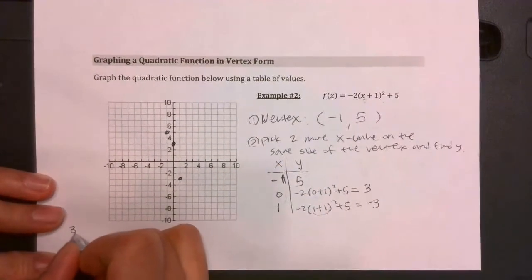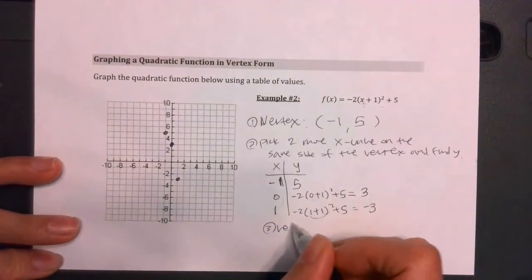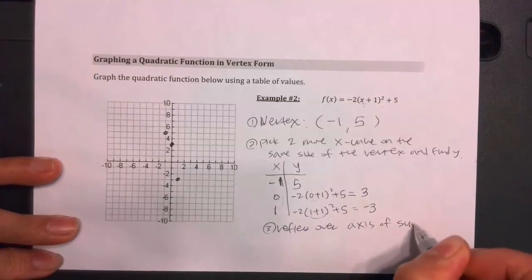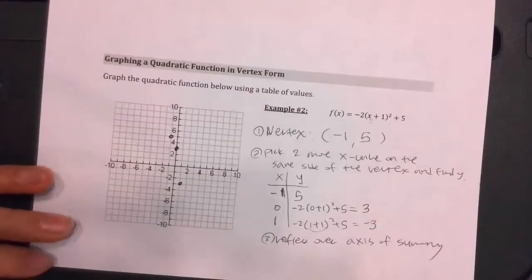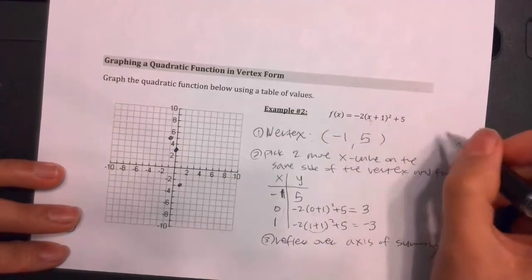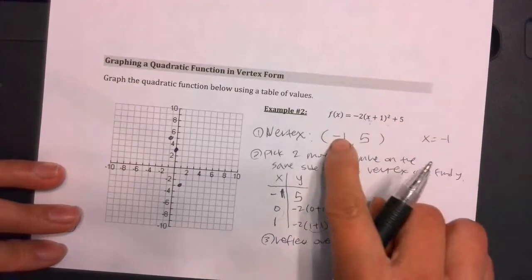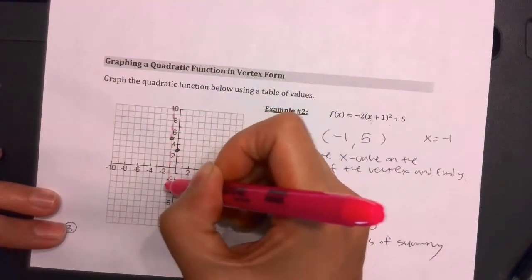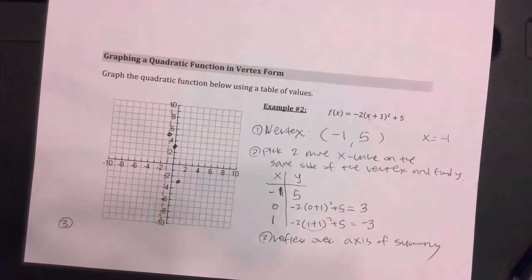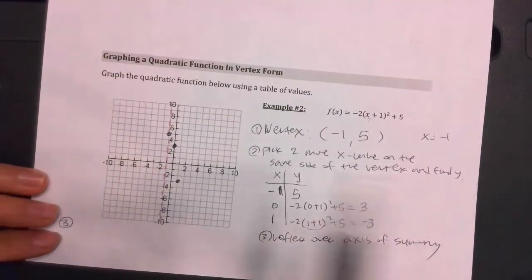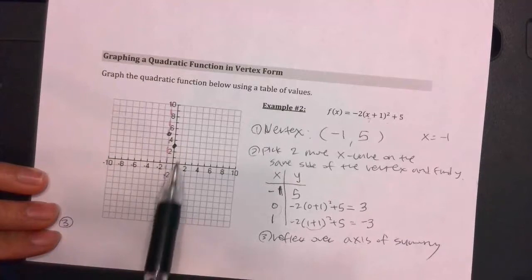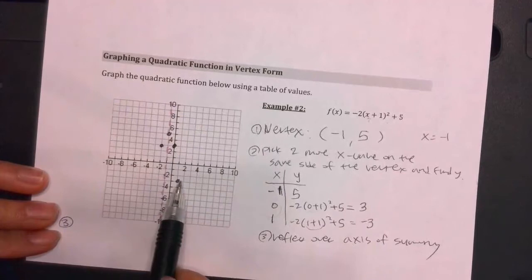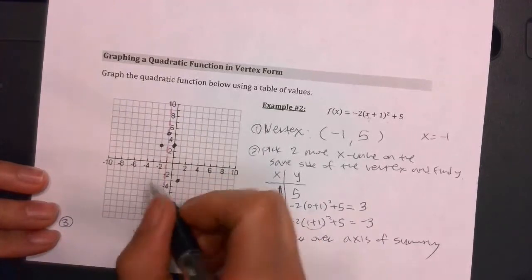And now what? Step 3, reflect over the axis of symmetry. Well, what do I mean by that? What is the axis of symmetry for this quadratic function? x is equal to negative 1, the x value of the vertex. So I can go ahead and draw a dashed line at x is equal to negative 1. And what you're going to do here is take those 2 points that you got and reflect them over that line. So that point and this point. This point reflected over that line, you get to over here.